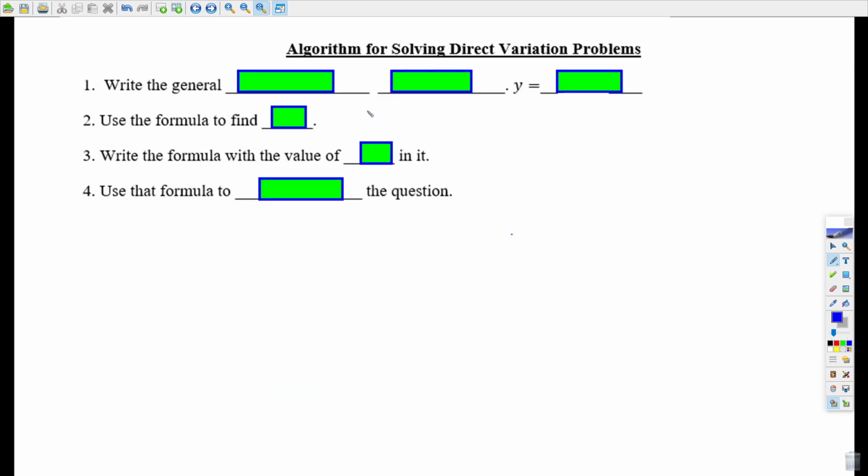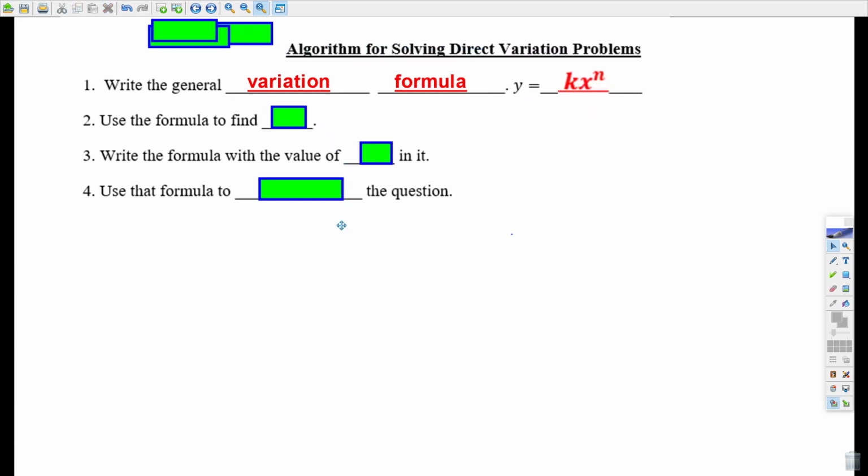So I'm going to go through the steps here. This is kind of the 1, 2, 3, 4 of what you do every single time, of what I just talked about. So this is the algorithm for solving direct variation problems. So you're going to write the general variation formula, which is y equals kx to the n. And you're going to use the formula to find k. So we start with this: y equals kx to the n. Use the formula to find k. Then we're going to rewrite the formula with a value of k in it. And then use the new formula with a number for k to answer the actual question.